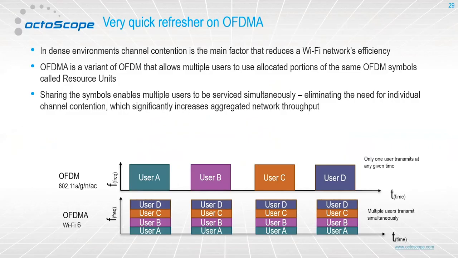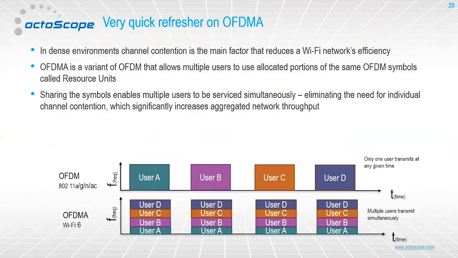The harder one from a multi-user point of view is OFDMA. OFDMA, unlike multi-user MIMO, has not been in the Wi-Fi spec before. This is brand new to Wi-Fi 6. It was in cellular specs before. This is like an LTE technology, but it is new to Wi-Fi.